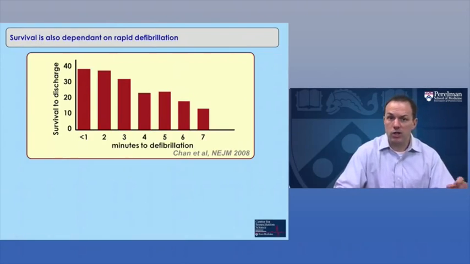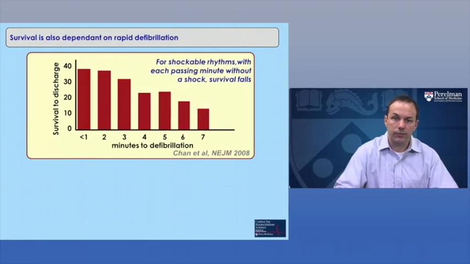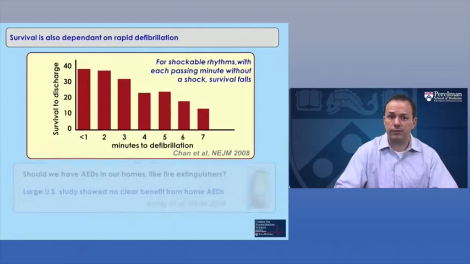So this is why you can't wait for a paramedic to show up with a defibrillator. If someone's collapsed and there's a defibrillator on the wall, you gotta grab it and use it. The good news is most AEDs actually talk to you and tell you how to use them. They'll coach you. So it's not like you need to be trained in AED use. So for shockable rhythms, each passing minute makes a big difference.